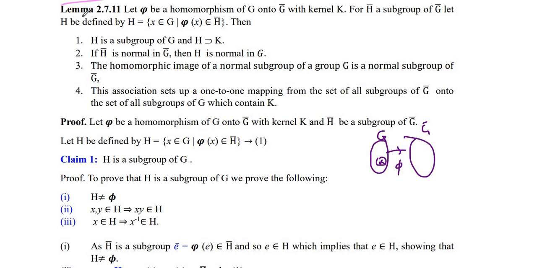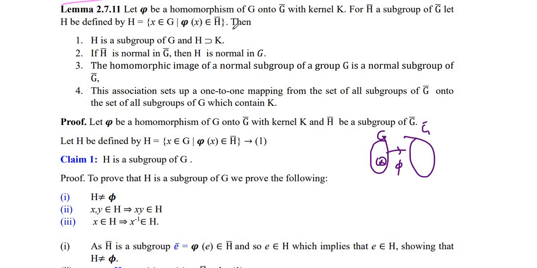In this video, we are going to have the proof of this lemma, which states that let phi be a homomorphism of G onto G bar with kernel K. For H bar, a subgroup of G bar, let H be defined by H is equal to the set of all X in G for which the image of X under phi is a member of H bar. That is, all those X in G such that phi of X belongs to H bar.